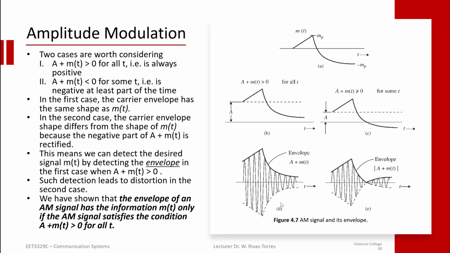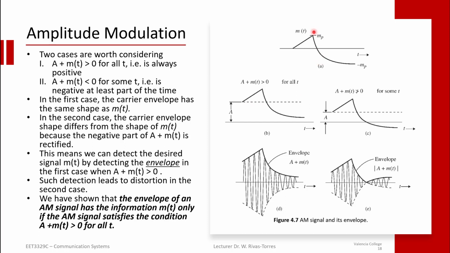So we're going to use this figure to talk about A. There are two cases worth talking about: the case where A plus m(t) is greater than 0 for all t, where this term would always be positive, or when our term is always less than 0, or negative.